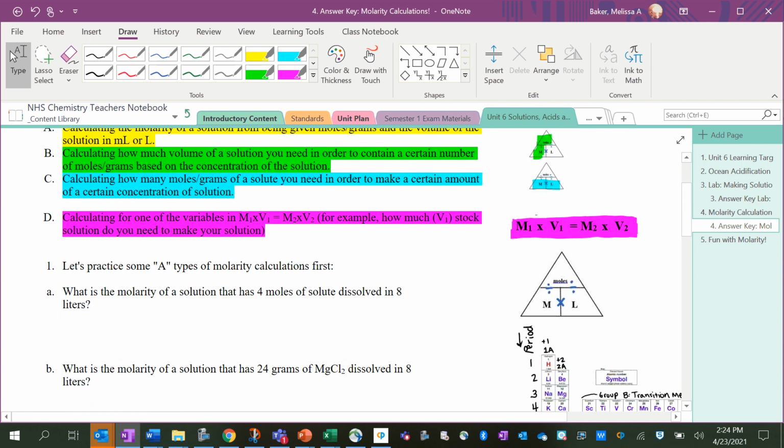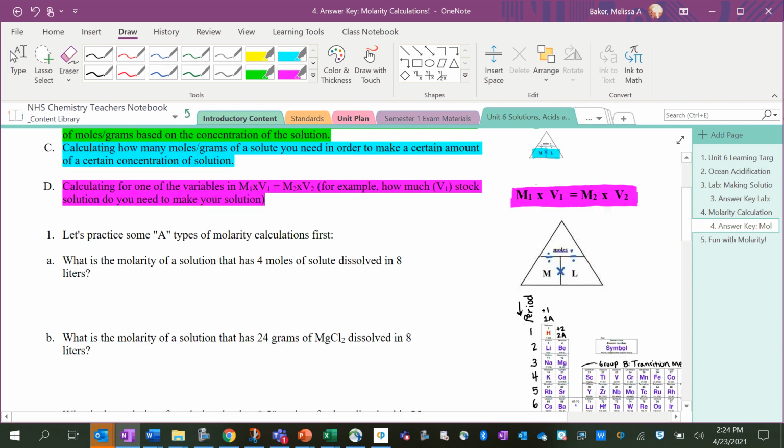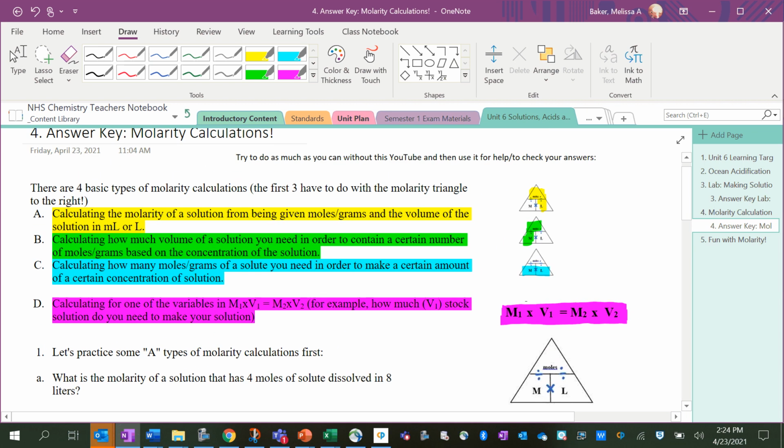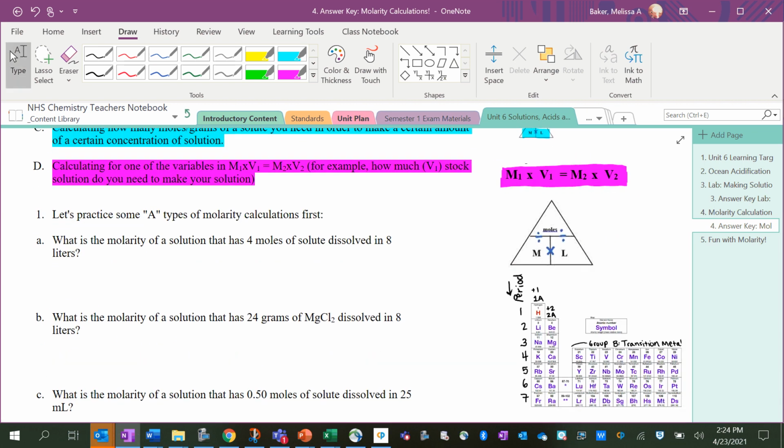And last but not least, sometimes you need to use the dilution equation to solve for a molarity or to solve for a volume involved with molarities. So you'll calculate for one of the variables, and we'll run through a couple of examples of those as well. So let's start with the A types of molarity calculations.